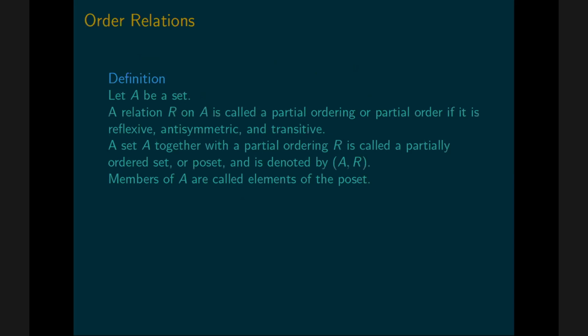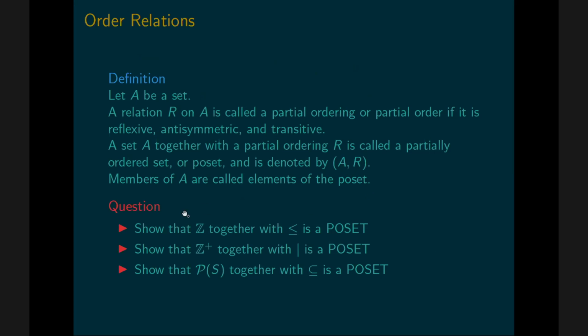Okay. Let's go for the other big family of relations, which is order relations. A relation is called an order relation, a partial order, if it is reflexive, antisymmetric, and transitive. A set together with a partial ordering is called a partially ordered set or poset, and we denote it like this: we have our set and the relation on A. So Z together with smaller or equal is a poset, right? Because this is an order relation.